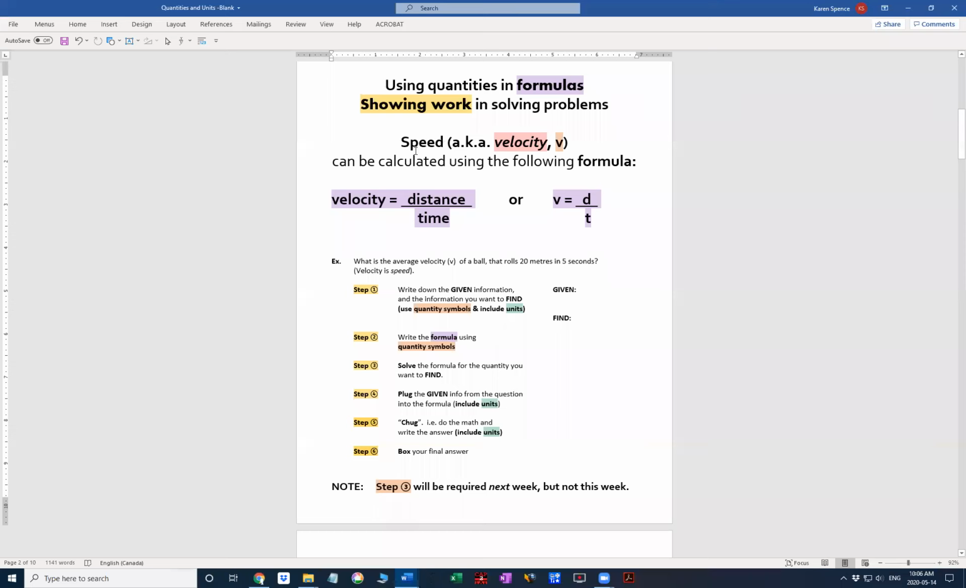So, speed. Speed also goes by the name velocity.